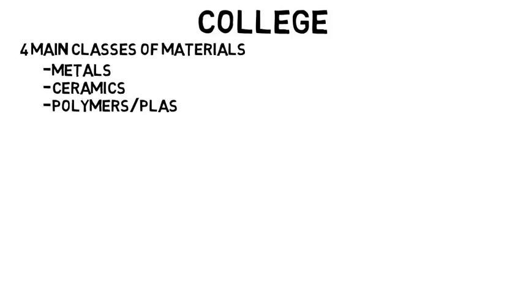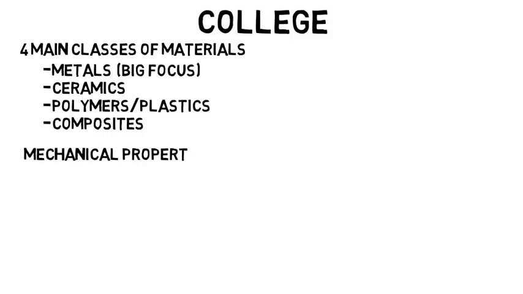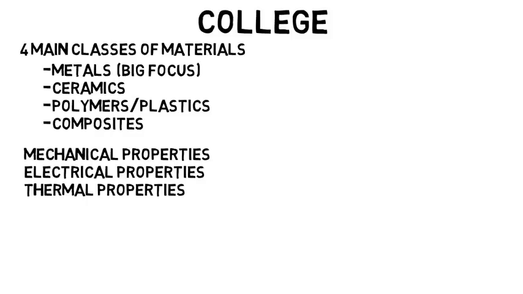But now let's see what you can expect in college and kind of zoom in a little more on these materials. So you're going to cover the 4 main classes of materials, which are metals, ceramics, polymers or plastics, and composites. And although you learn a lot about everything, there's a big focus on metals. Now when it comes to all these materials, big things we care about that you'll learn are the mechanical properties, electrical properties, thermal properties, as well as the atomic structures.